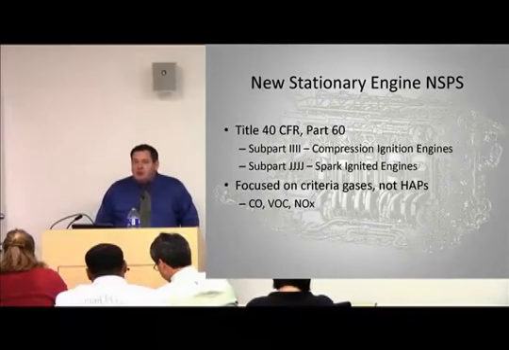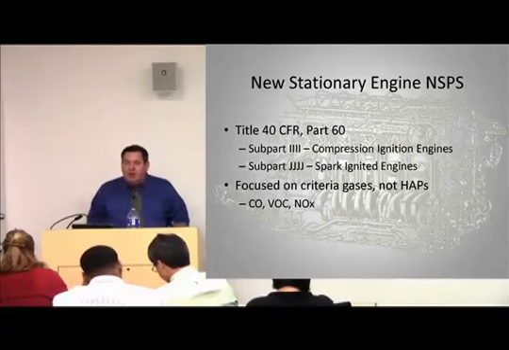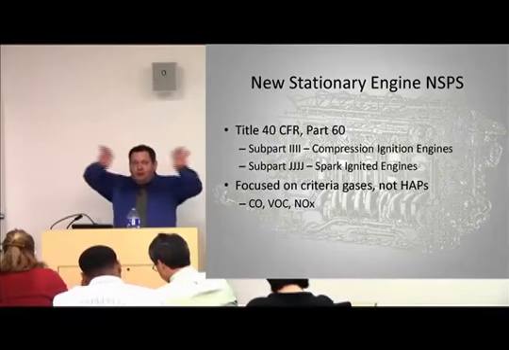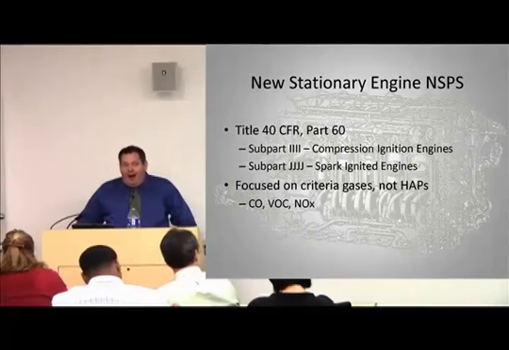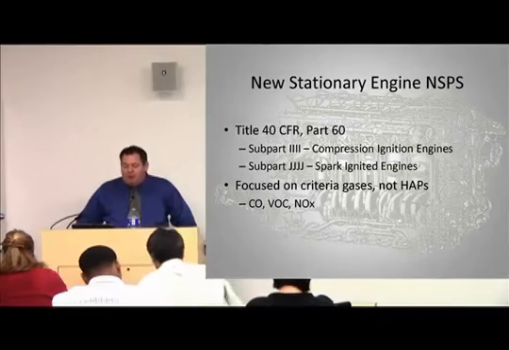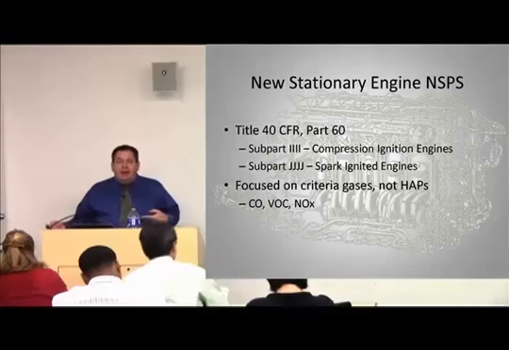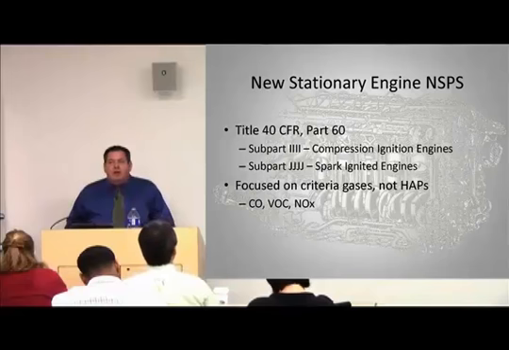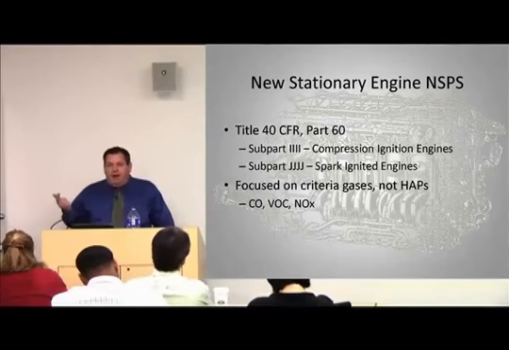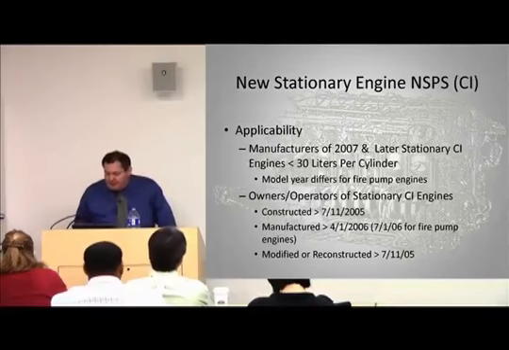And that takes us to the NSPS, and this will take us right to the end where we can show you hopefully a couple of examples. So the NSPS is broken into two groups. It's still Title 40, but it's Part 60, Subpart IIII for compression ignited engines, Subpart JJJJ for spark ignited engines. And unlike the RICE NESHAP that focused in on HAPs, hazardous air pollutants, the NSPS focuses on criteria gas: carbon monoxide, volatile organic compounds in the form of hydrocarbons, and oxides of nitrogen.